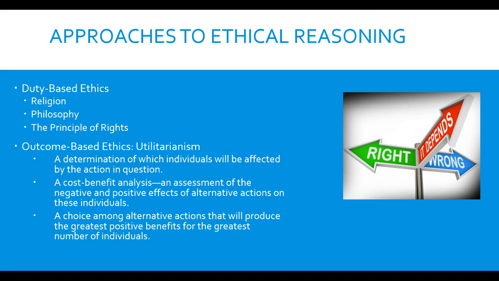In applying this utilitarian theory, it requires a determination of which individuals will be affected by an action, a cost-benefit analysis of which is basically an assessment of the negative and positive effects of various alternative actions. And then a choice among alternative actions that could produce maximum societal benefits, or the best scenario among society as a whole.